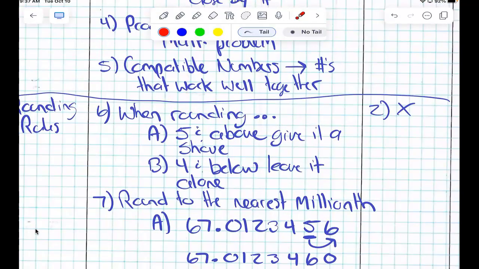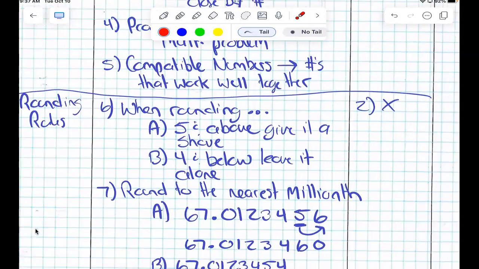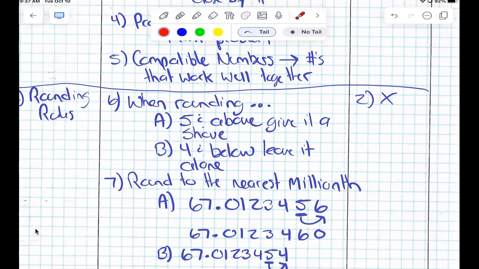All right, finish my statements. When rounding and you have 5 and above, what do you do? So if the boss is 5 and above, you give the rounding number a shove, right? If the boss is 4 and below, what do you do to the rounding number? Leave it alone. What do you change all of the numbers to after you round your number? 0. So all the numbers afterwards, right?